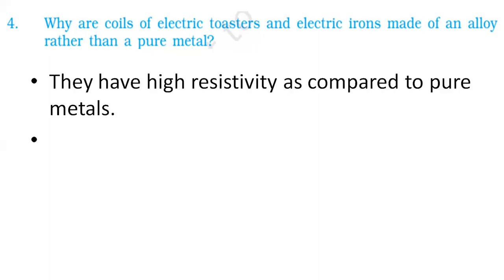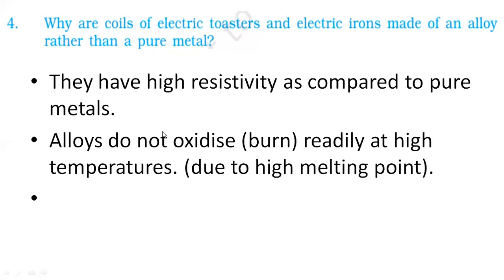So the two reasons are, first, high resistivity, that we know, and second, they do not oxidize readily at high temperatures. We have already learned this. It is one of the basic reasons why we use them in toasters and irons. Okay? So do not get confused. Two points are what? High resistivity and do not get oxidized. Okay, so you already have this answer. So let us move to the next one.